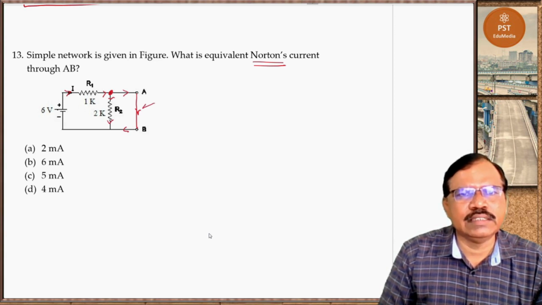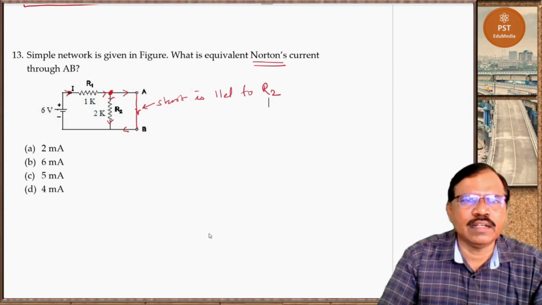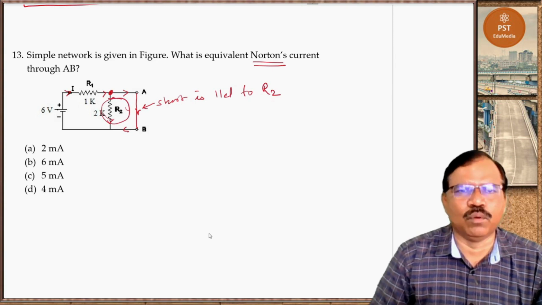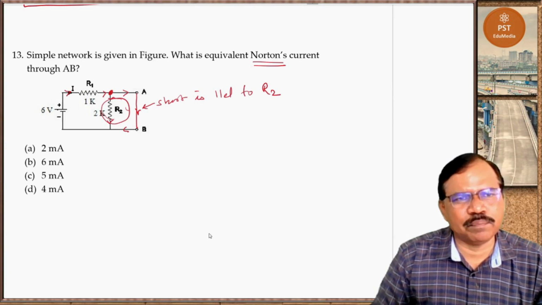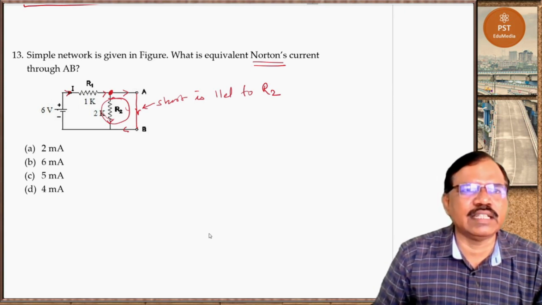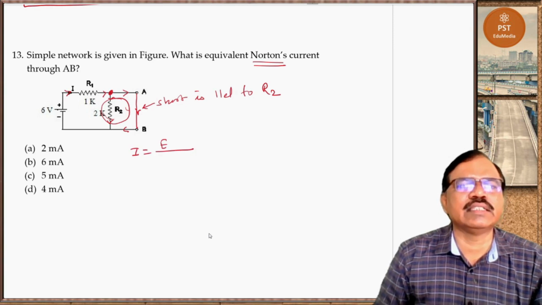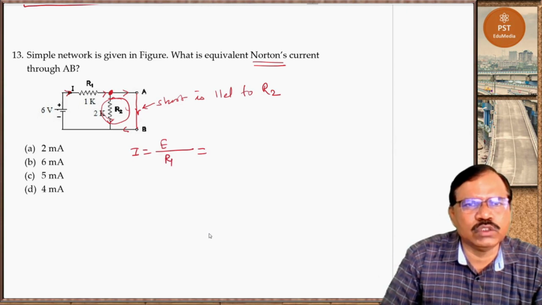But since this short is parallel to R2, what will happen? Here no current will flow through this R2. So whatever current there is goes through the short. So in the path of current, there is only one resistance, that is R1. So what is the current? Current is the EMF of the source divided by the resistance in the path of current, that is R1. And that current will go through this short.